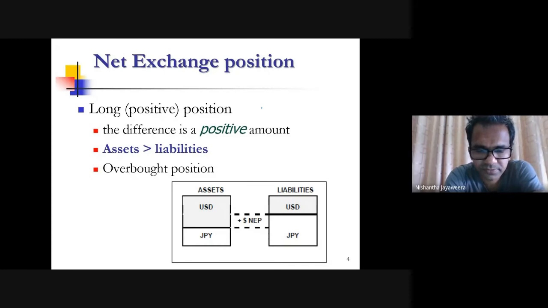So as we had negative gaps and positive gaps, net open position can also be a negative or a positive figure. When we have a positive net open position, that means we have more assets than liabilities in one currency, we call it a long position. You have a long position in that currency. Remember that when you say you have a long position, it should refer to a particular currency, because this is a relative thing. I'll explain with this example.